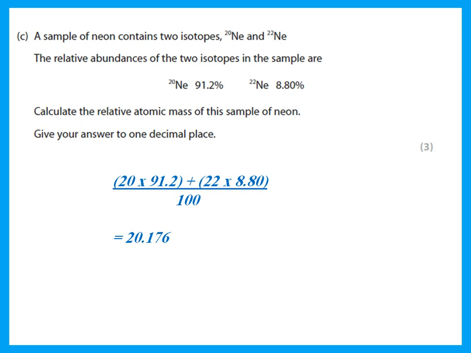He says give your answer to 1 decimal place, and this is a point which many students forget about. He needs the answer in 1 decimal place. So you have to round up correctly. Please, if I have 20.176 and I want it to 1 decimal, it's not 20.1. You have to round it up correctly. So this is actually 20.2.